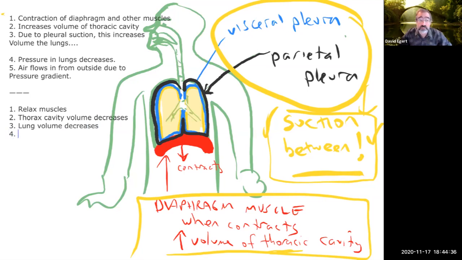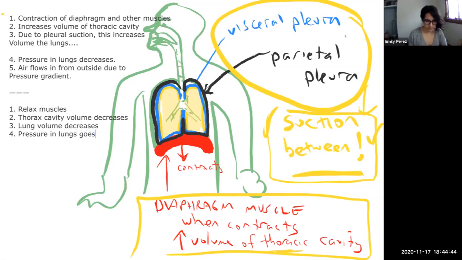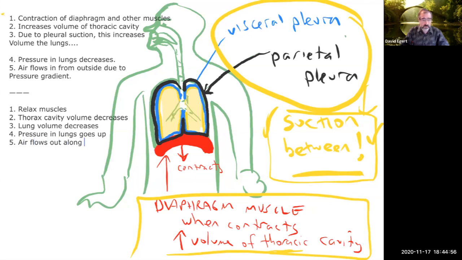And now what's going to happen to the pressure inside the lungs? It's going to go up. So the pressure in the lungs goes up, and then our exhale is going to be air flowing out along the pressure gradient. So this is usually passive. So inhaling, you have to tense the muscles, increase the volume, lower the pressure, let the air come in. But for exhaling, typically in a quiet exhale, you just relax and it just happens.